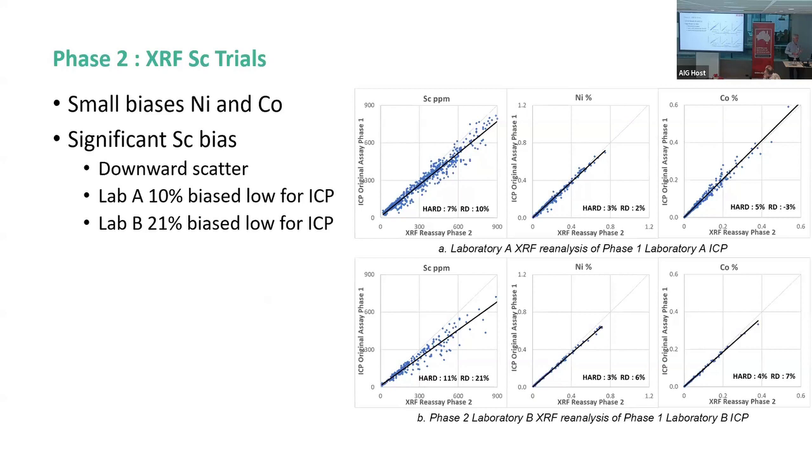For the first primary lab, it's a 10% bias, and for the second primary lab, it's a 20% bias. Some of the samples were coming back from waste to high grade on reassay by XRF, which is really significant, because the grade profile on scandium is pretty shallow. It's not easily upgraded.